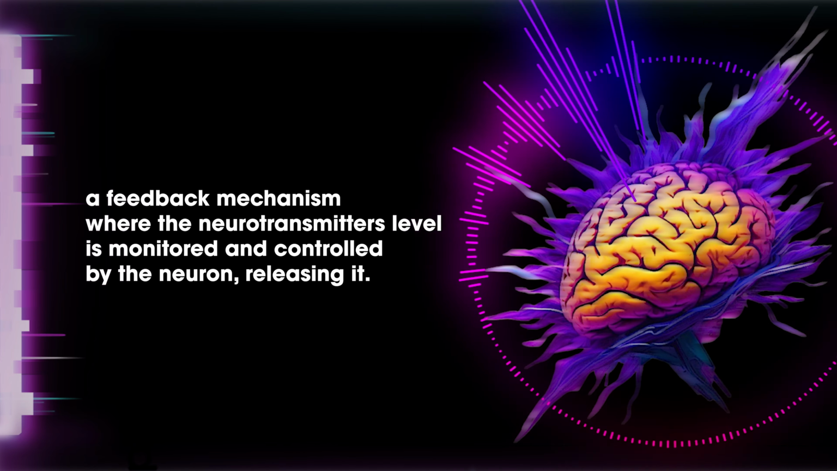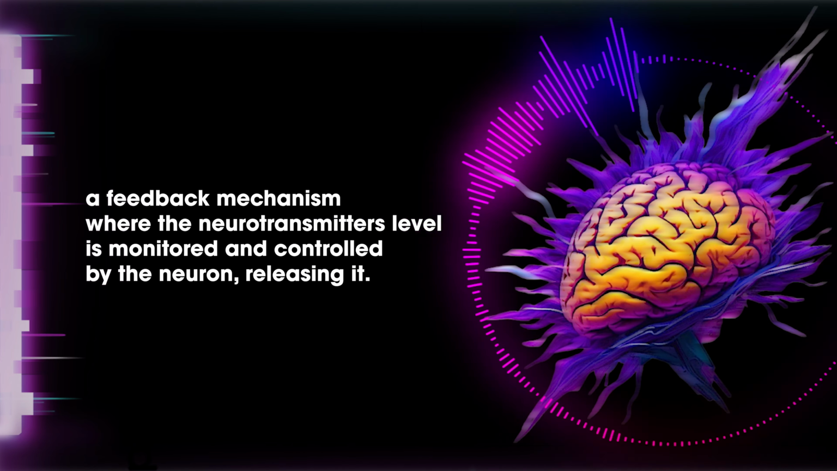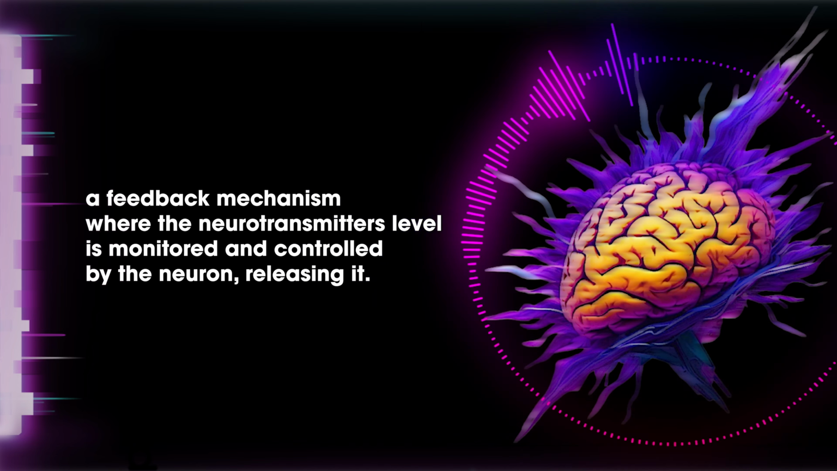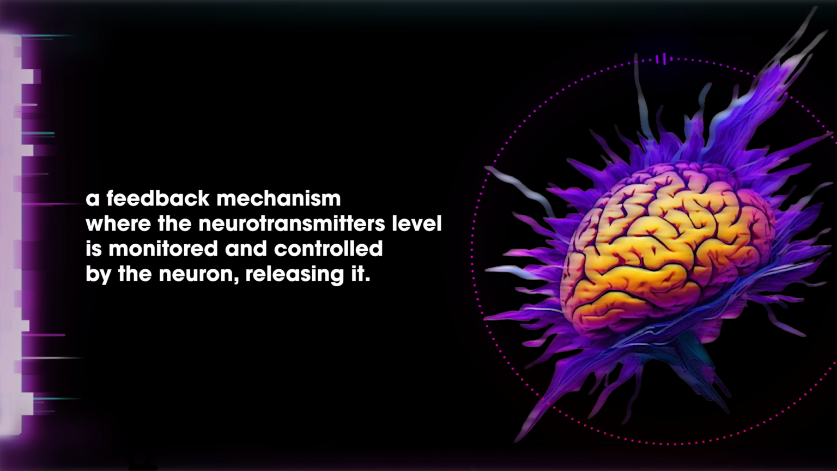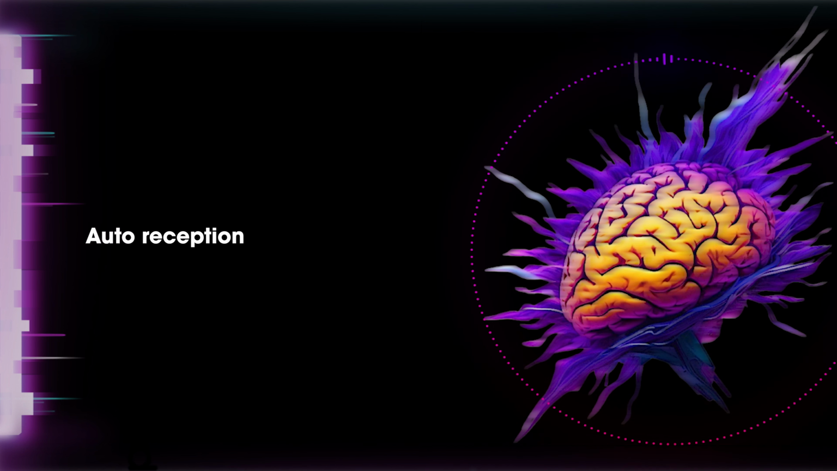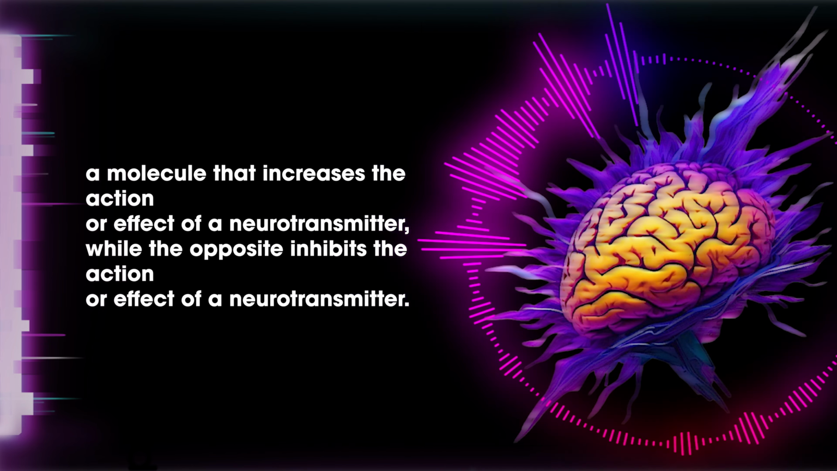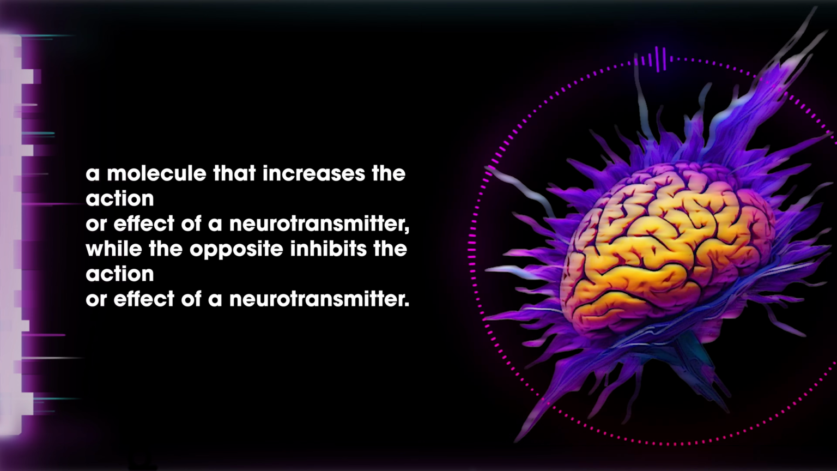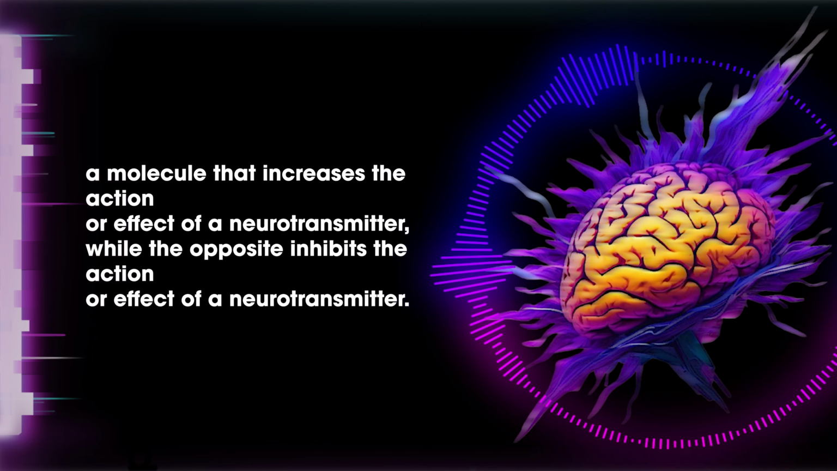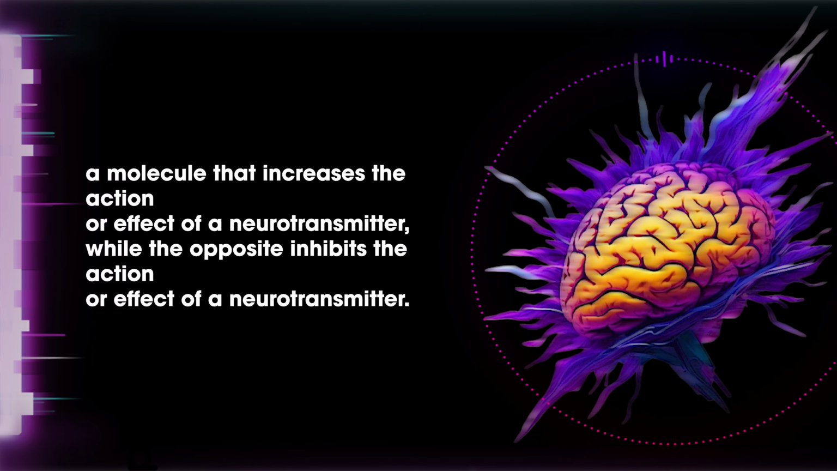A feedback mechanism where the neurotransmitter's level is monitored and controlled by the neuron releasing it. Autoreception. A molecule that increases the action or effect of a neurotransmitter, while the opposite inhibits the action or effect of a neurotransmitter. Agonist.